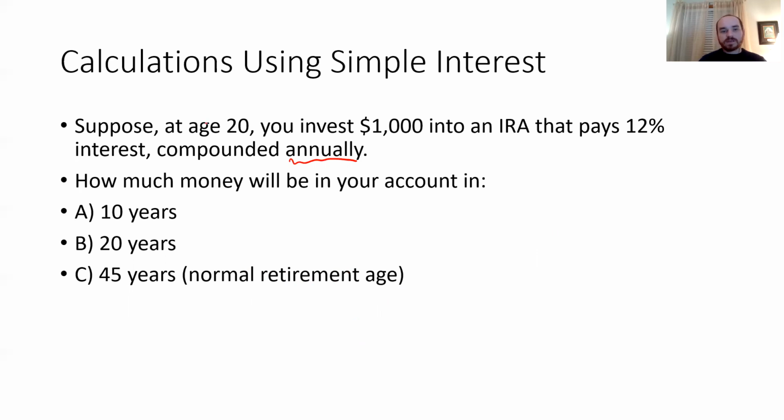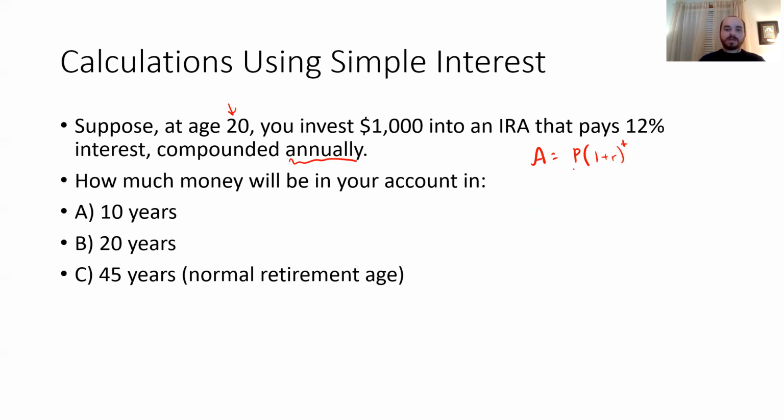So this would make you 65 if you invested at age 20. 20 plus 45 is 65. That's the normal retirement age. So first of all, we know that A equals P times 1 plus R raised to the T.